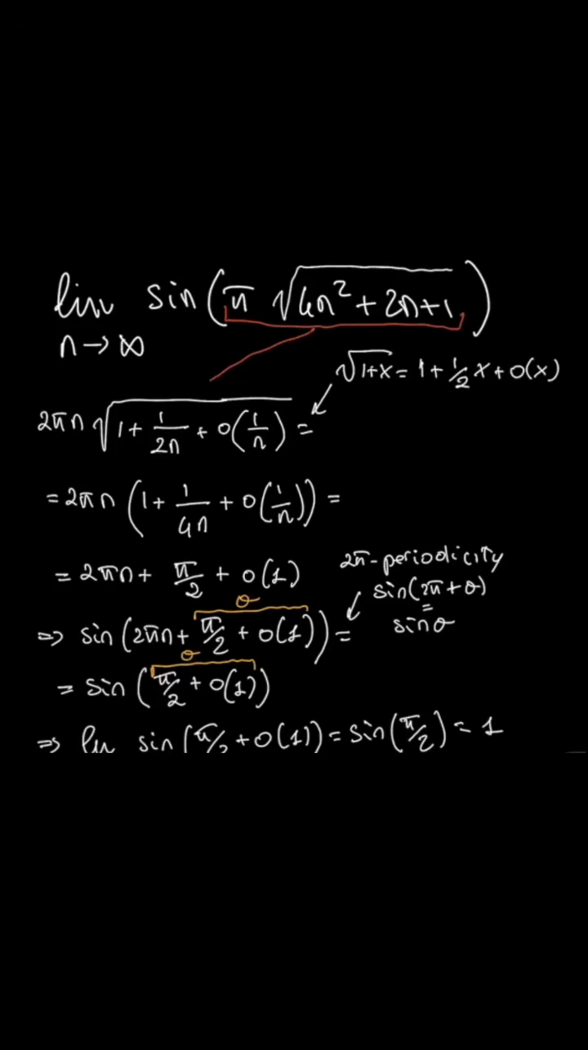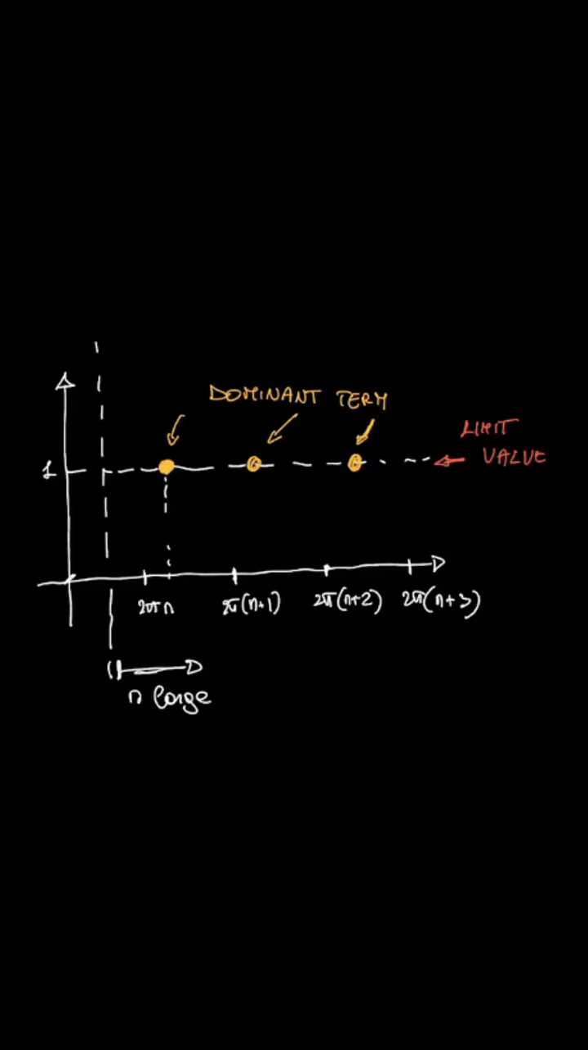The dominant term, 2 pi n, is exactly an integer multiple of the period of the sine function, so it has absolutely no effect on the limit. The only part that survives is the constant offset, pi over 2, and that alone determines the final answer.